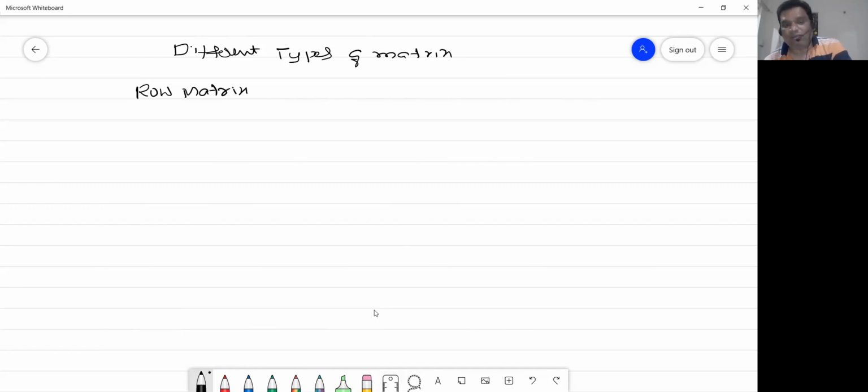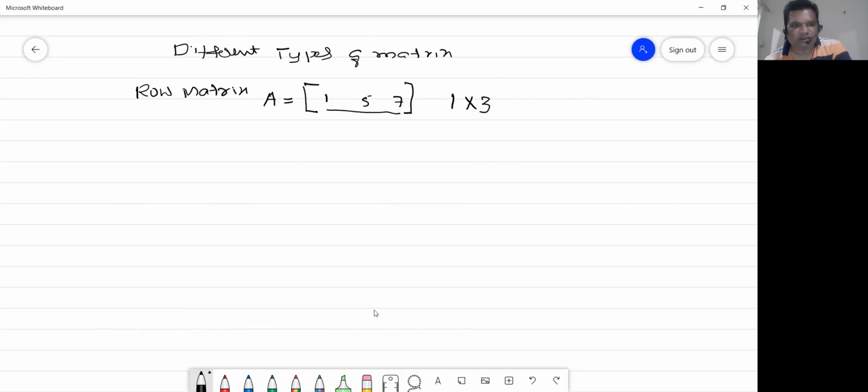What is a row matrix? It contains a single row. 1, 5, 7 is a row matrix, denoted by a capital letter. How many rows are there? Only one row. How many columns are there? 1, 2, 3 columns. What is the order of the matrix? Number of rows into number of columns: 1 row, 3 columns. It's a row matrix.